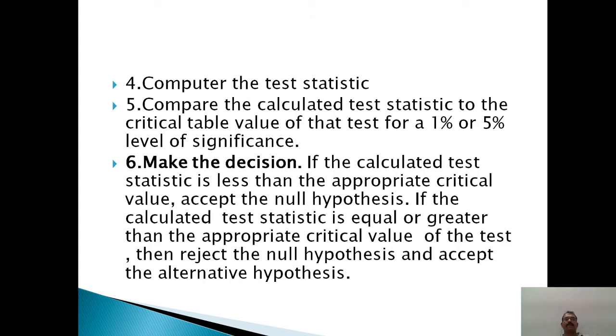Fourth one, compute the test statistic. Using the equation, we have to compute the test statistic. Then compare the calculated test statistic to the critical table value of that test for 1% or 5% level of significance. So we have to make a comparison between the calculated test statistic and the table value, the t-test or F-test table value at 1% or 5% level of significance.